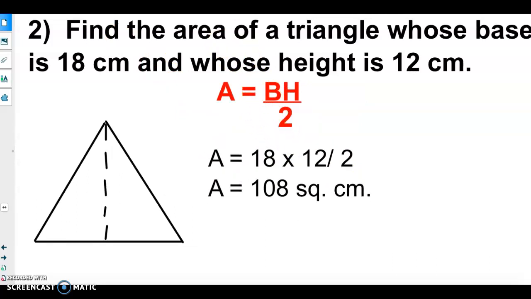Here's another one that I already worked out for you. The base is 18 and the height is 12. So it's base times height divided by 2. And if you work this out and do 18 times 12 divided by 2, you get 108 square centimeters.